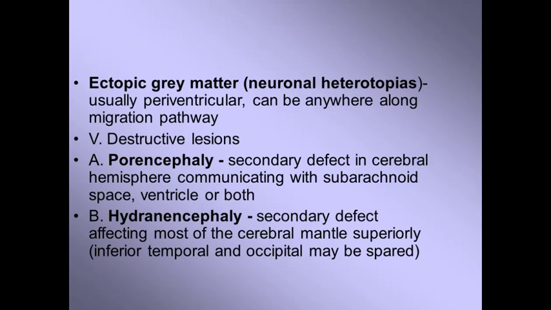Ectopic gray matter, neural heterotopia, usually periventricular and anywhere along the migration pathway. Destructive lesions: porencephaly, a secondary defect in the cerebral hemisphere communicating with the subarachnoid space, ventricle or both. Hydranencephaly, a secondary defect affecting most of the cerebral mantle; the superior, inferior, temporal, and occipital regions may be spared.